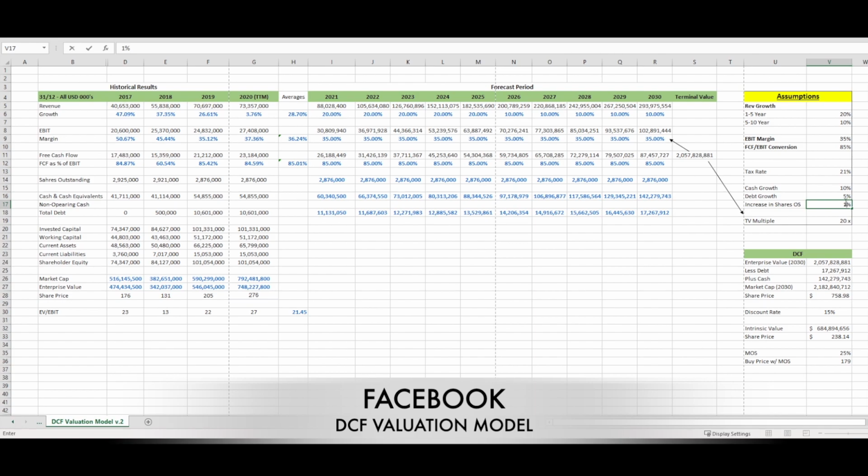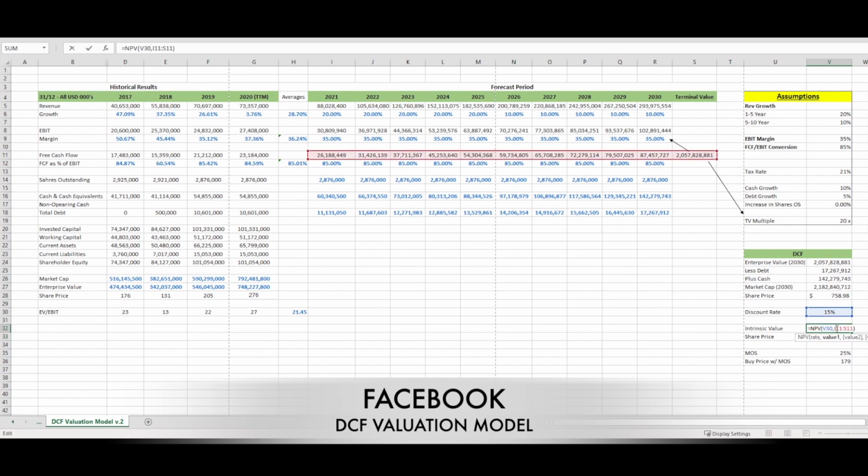Obviously, if they buy back a lot of shares, say minus 1.5%, we get a higher share price and it starts looking like a more attractive investment. But let's go with no change at the moment. Discount rate, obviously I said my discount rate is 15%, so I'm going to keep it as that for now. And then off of a 15% required rate of return, we're showing an intrinsic value of $684 billion for Facebook and a share price of 238, that is.